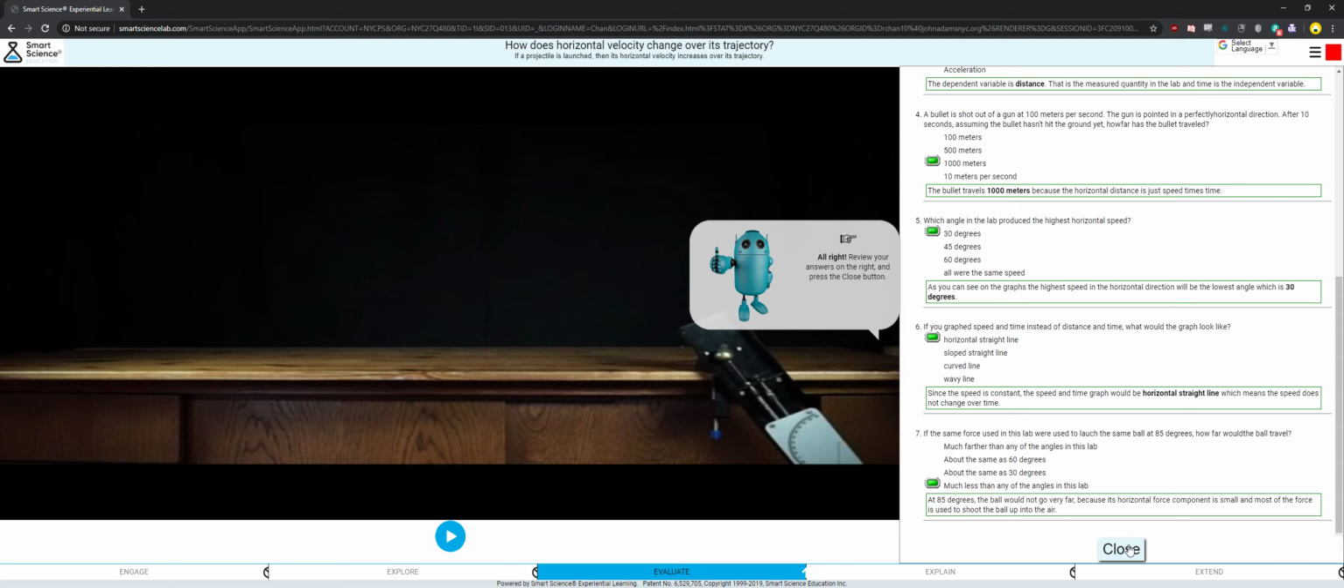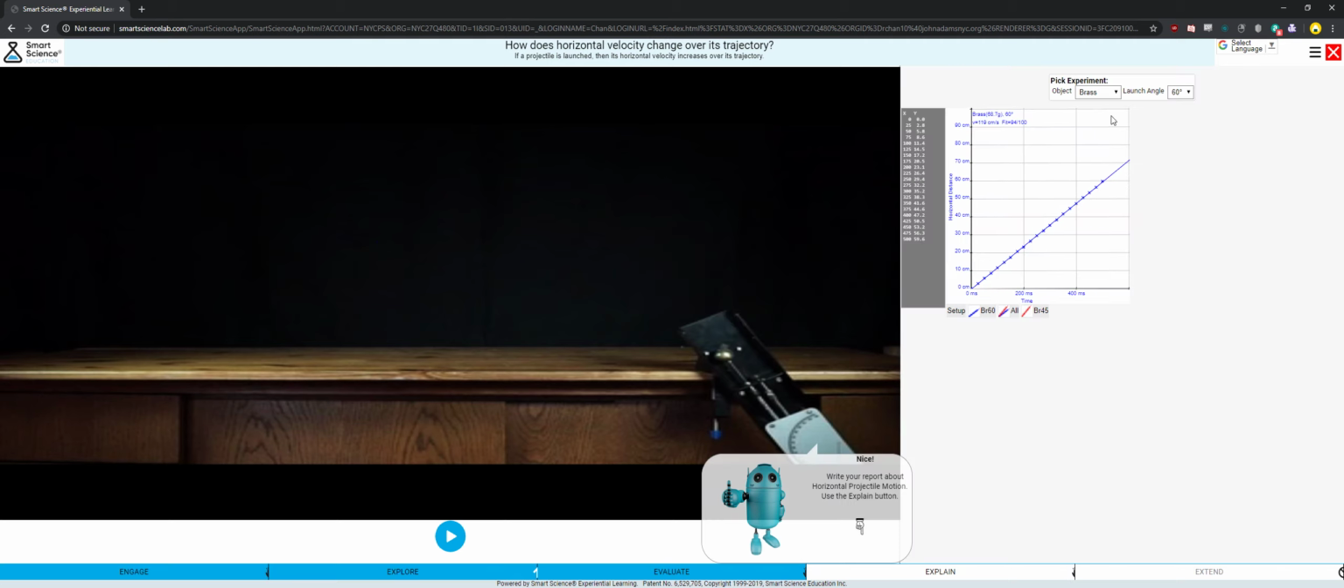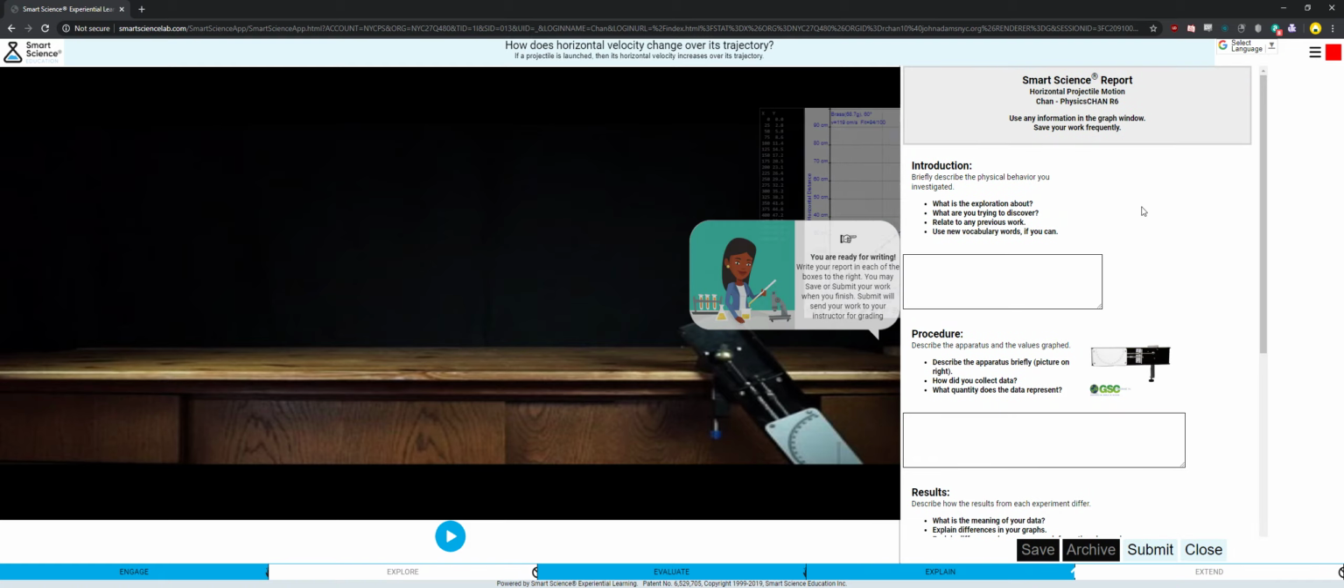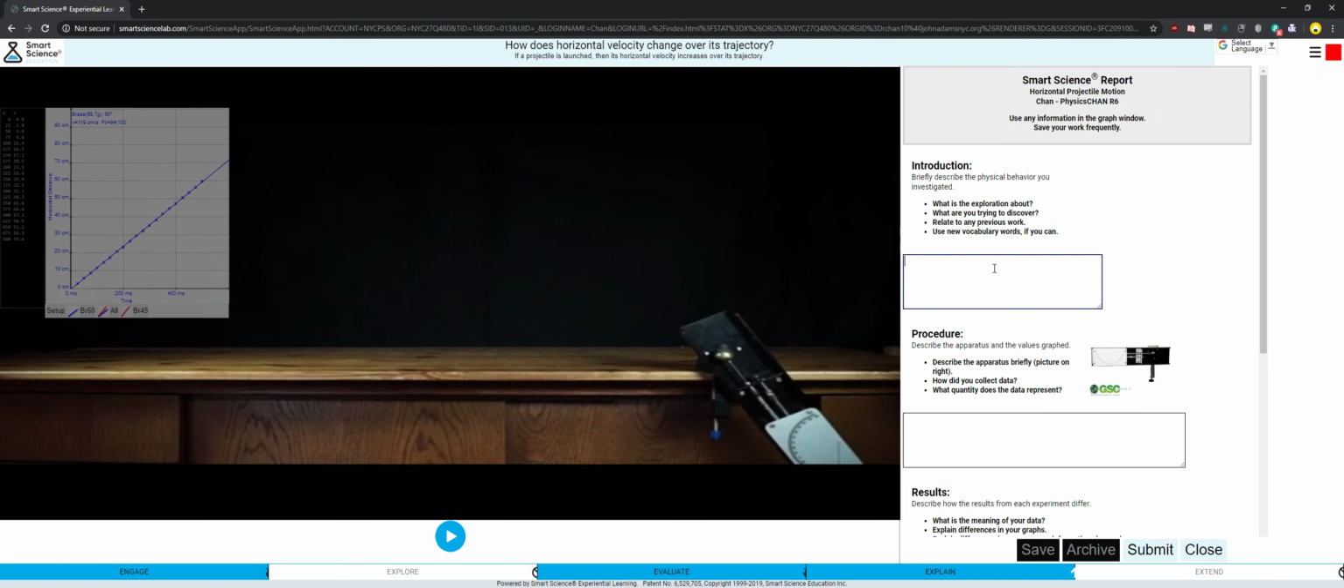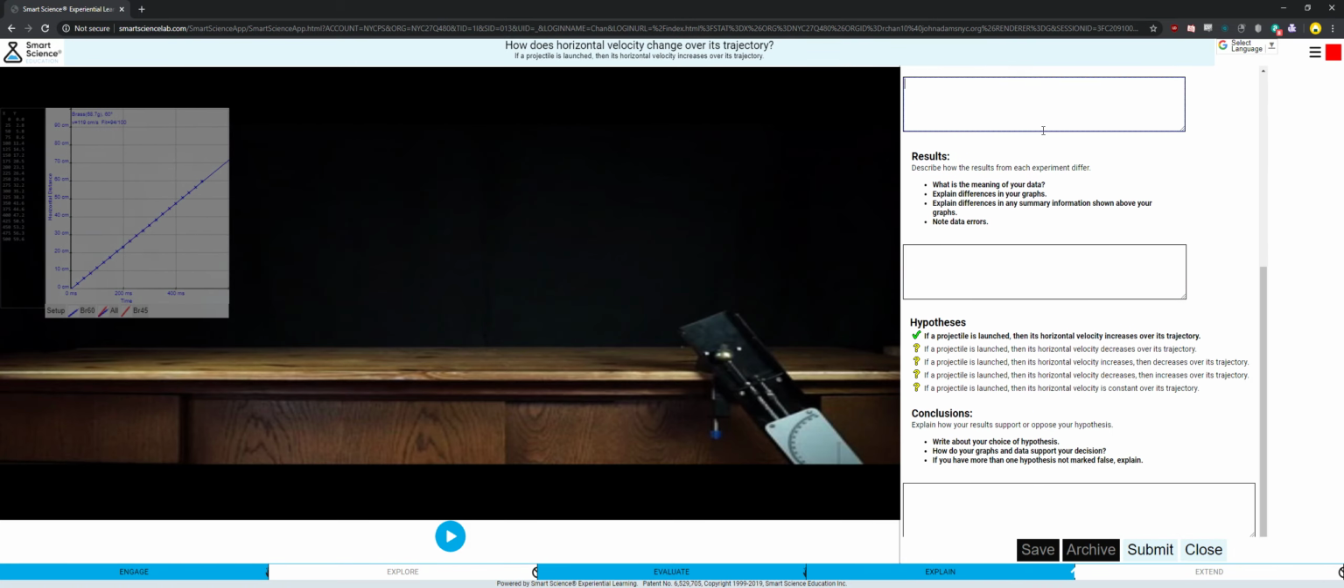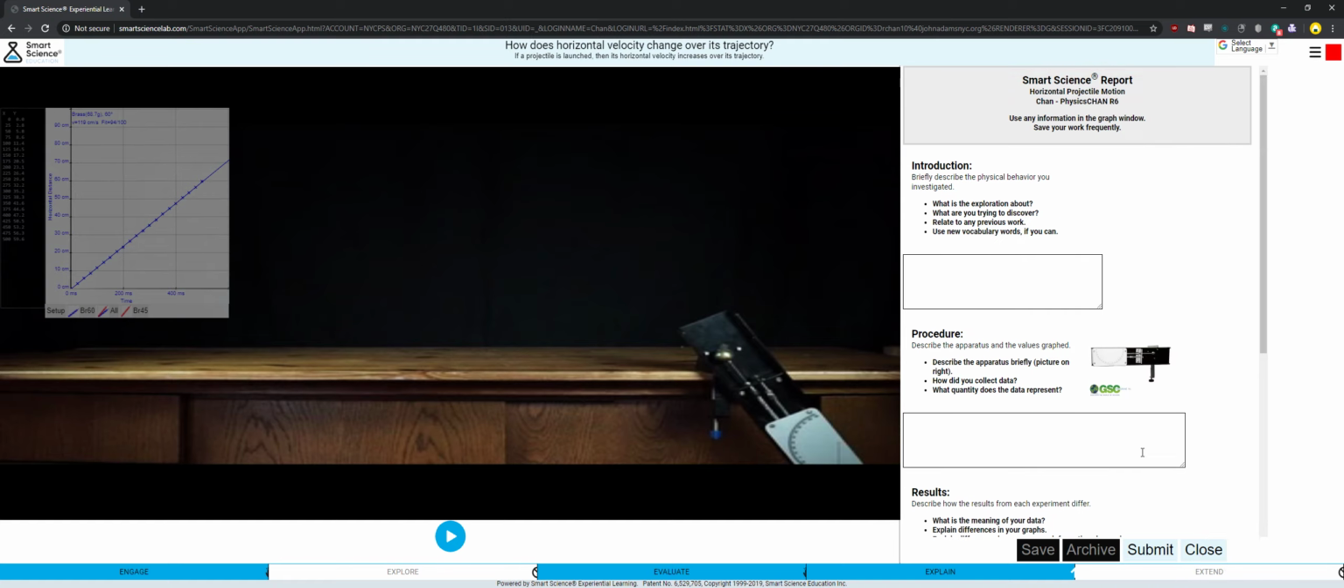So let's look at this. Explain. All right, those are your angles, and then this is where you explain. I expect something typed into this. I don't expect dribble. I don't expect BS. I expect something to be typed into these boxes.